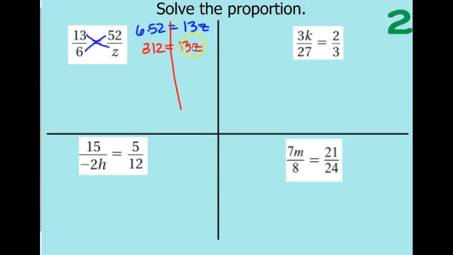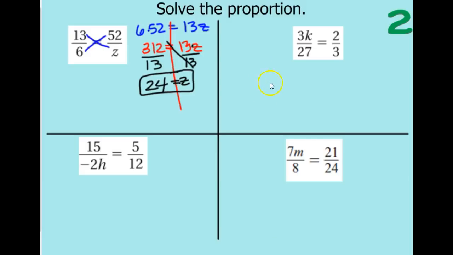And then last, the opposite of multiplying by 13 would be dividing by 13. Oops, that's a z, equals, and 312 divided by 13 gives me in my calculator 24.